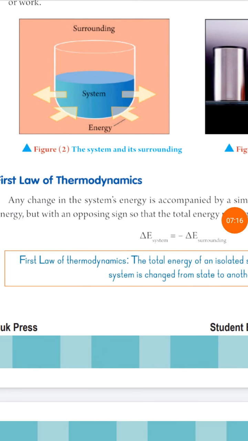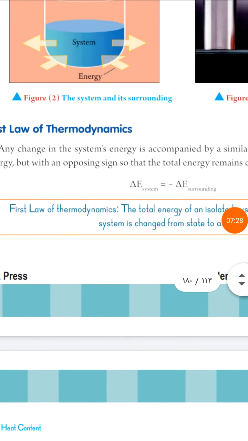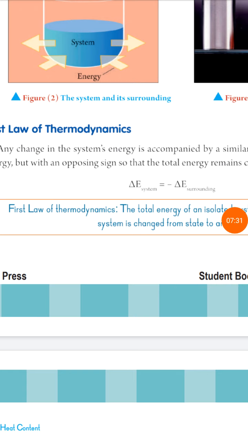First law of thermodynamics: any change in the system energy is accompanied by the same change in the surrounding energy, but with opposite sign, so that the total energy remains constant. Why opposite sign? Because here, of the system and surroundings, one of them loses energy and the other gains the same amount of energy. Lose means negative, gain means increasing or positive.